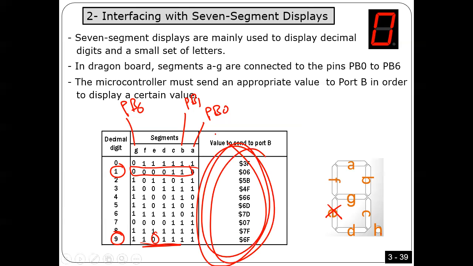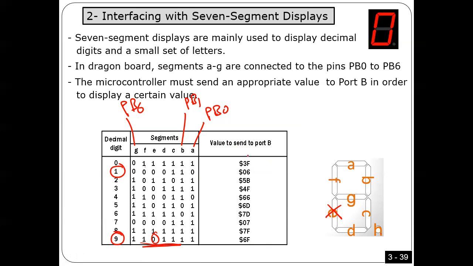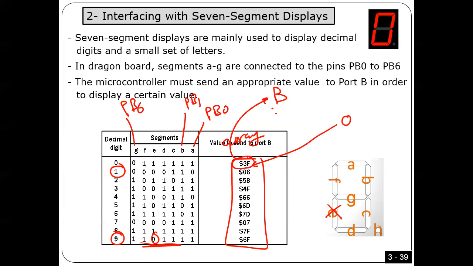The way I'm gonna use this code, guys, I'm gonna create an array. Listen to me. Now, if I wanna display number 0, I'm gonna go to element number 0, and then I'm gonna send it to port B. Is that okay? So you see, element number 0 is gonna turn all of them on, except this one. Okay?